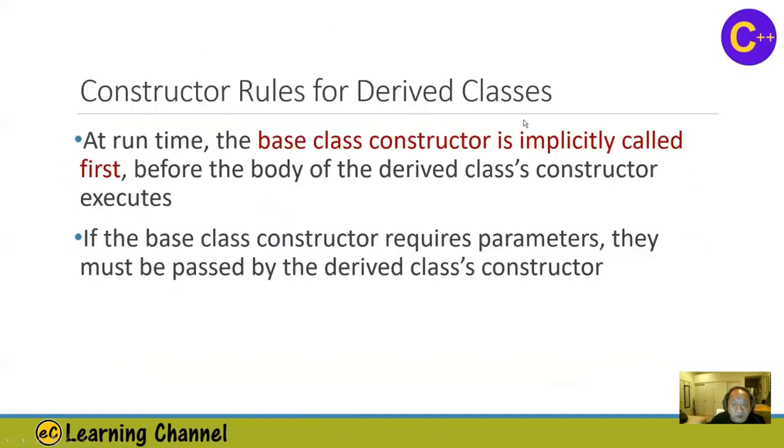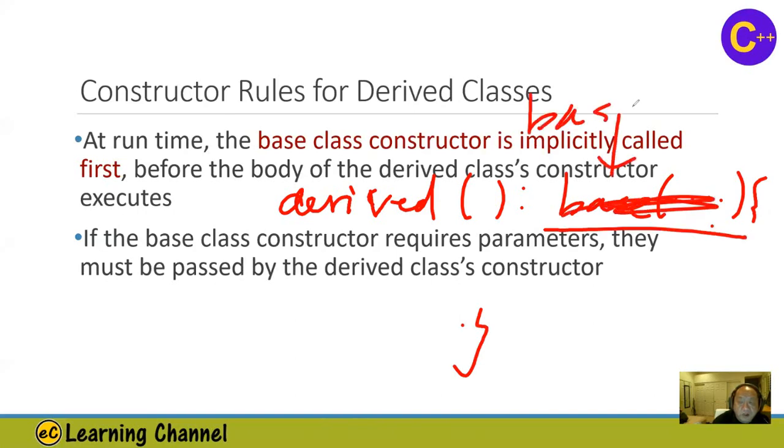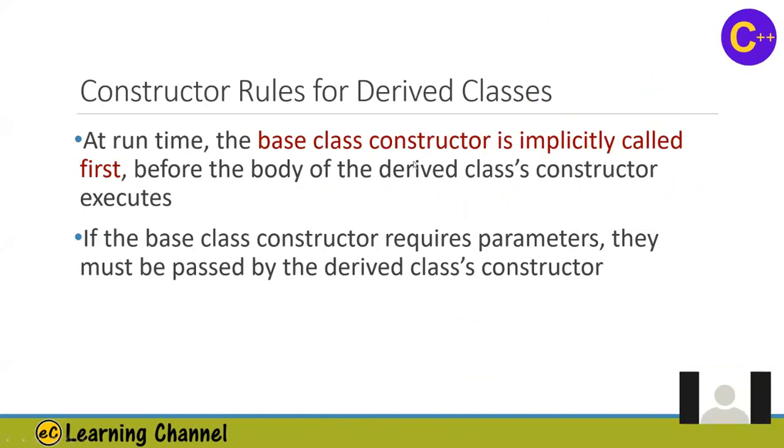So, constructor rule for derived class. The base class constructor is implicitly called first. So if you want to call the non-default constructor, you need to do it in your derived class constructor. You need to put your base with parameter here. Okay, if you don't do that, you will just call the base without parameter. So if you extend it, you need to be careful whether you want to do it or not. That's called super. Okay, super.